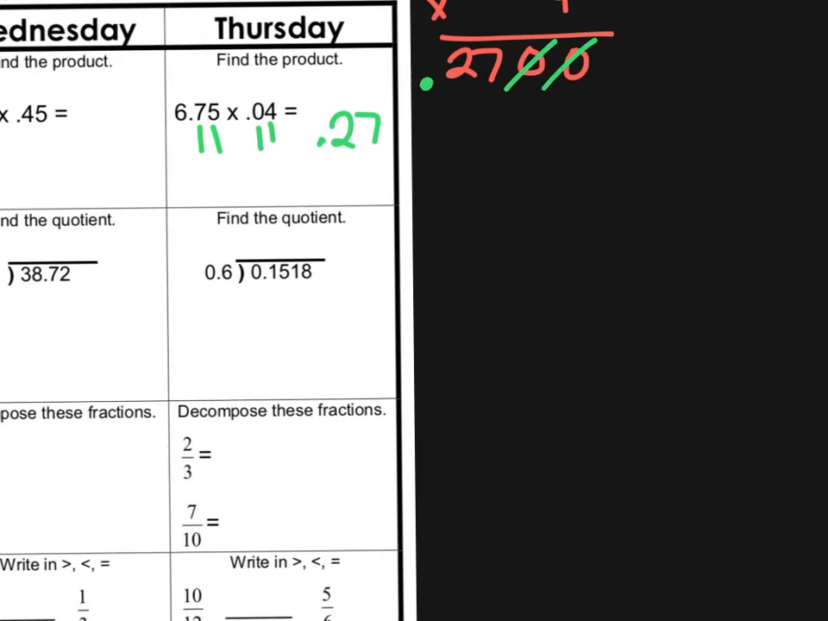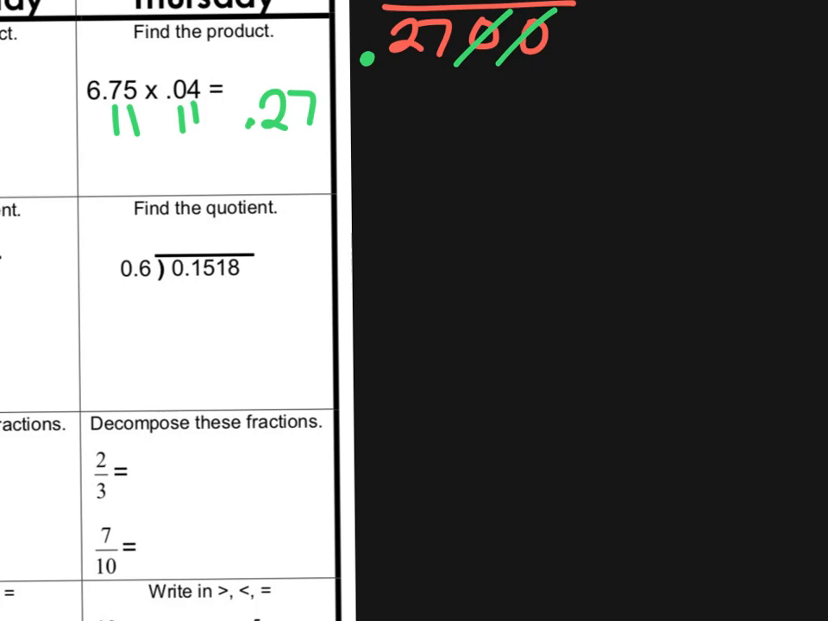For the second one, it says find the quotient. We need to make your divisor into a whole number, so we'll move that decimal over to the right once. And we'll do the same thing on the inside to make it match. So now it looks like this. 1.518 is being divided by 6.